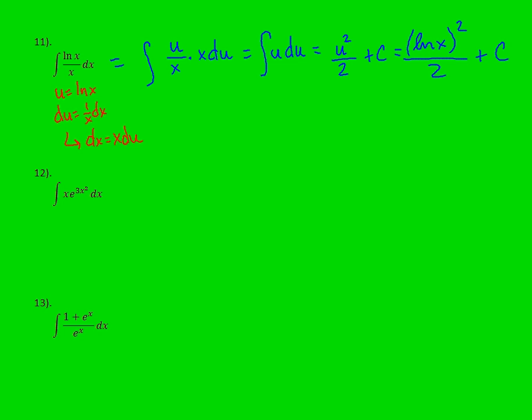Number 12. I have something with an exponential. I can't do it as it is immediately, so what I'm going to say is that first of all I should look and say my exponent is likely going to be my u. So 3x squared will be my u. That means du will equal 6x dx, and that means dx would equal du over 6x.